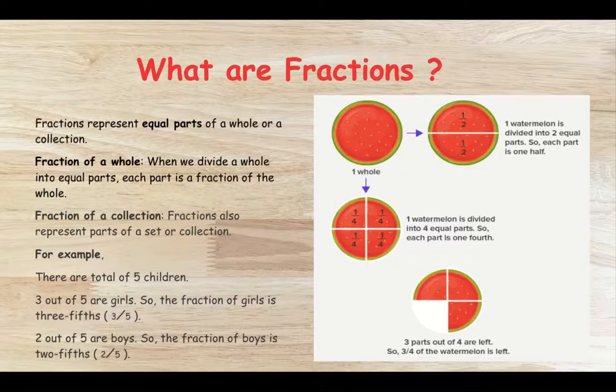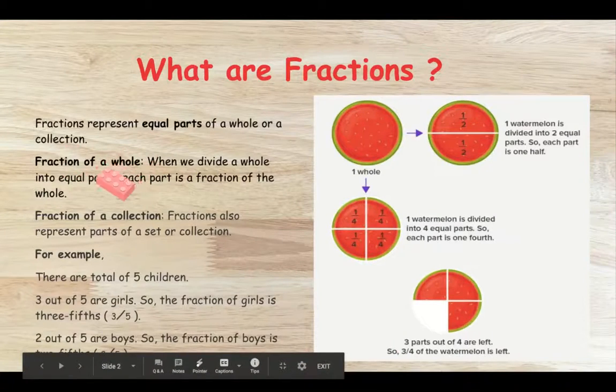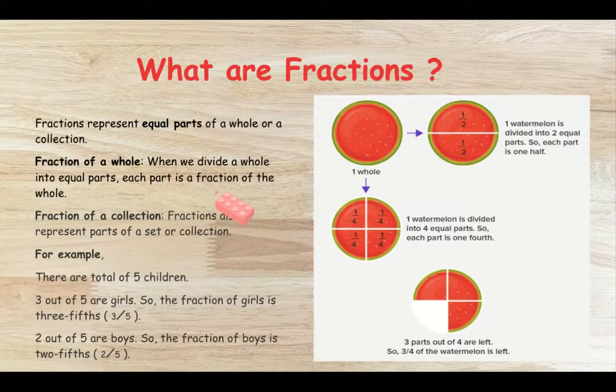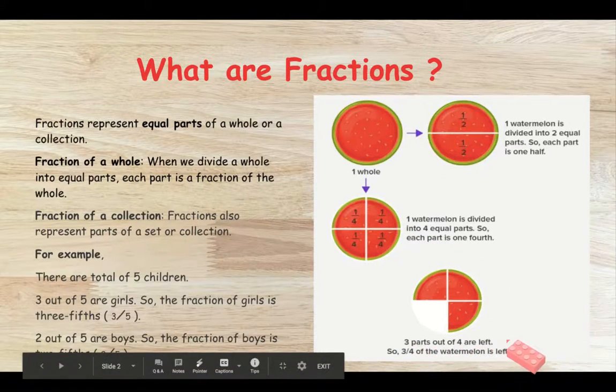What are fractions? Fractions represent equal parts of a whole or a collection. Fractions of a whole: when we divide a whole into equal parts, each part is a fraction of the whole. For example, a whole watermelon can be divided into two equal parts, so each part is 1/2, half and half. A whole watermelon can also be divided into four equal parts, and so each part is 1/4 each. 3 parts out of 4 of a watermelon are left, and so 3/4 of the watermelon is left.